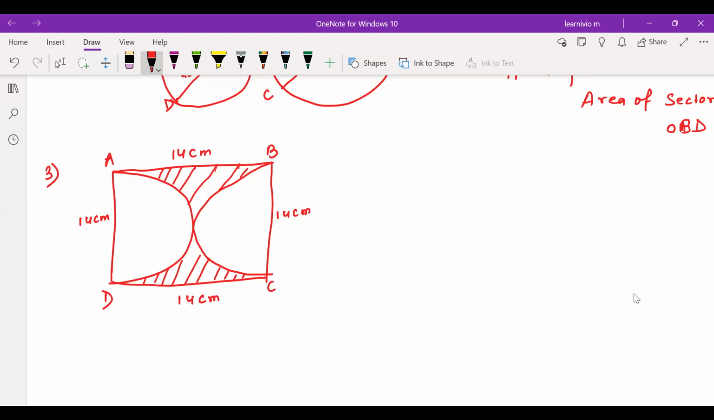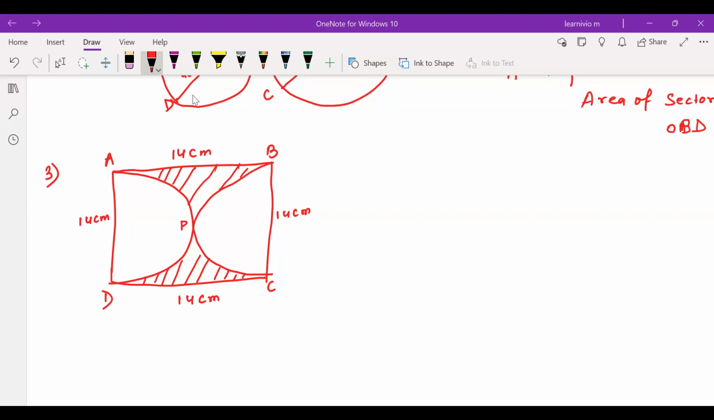APD and BPC are semicircles. Here P is there. APD and BPC both are semicircles. Now, if you look at the semicircles, we have to find the area of the shaded region over here.